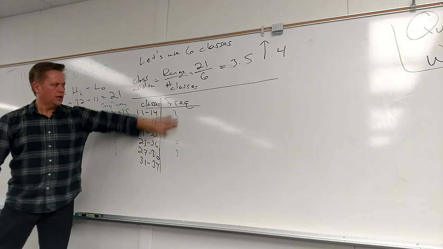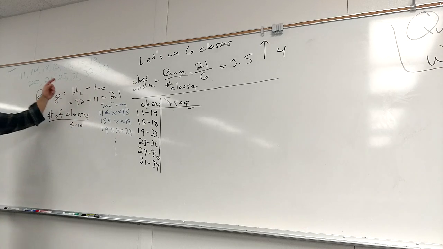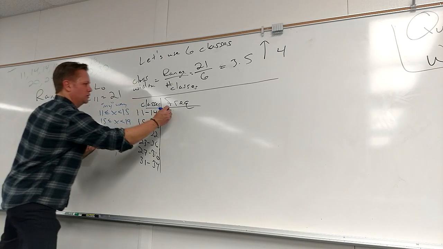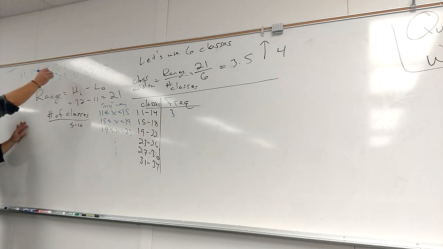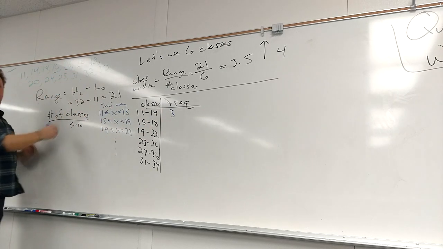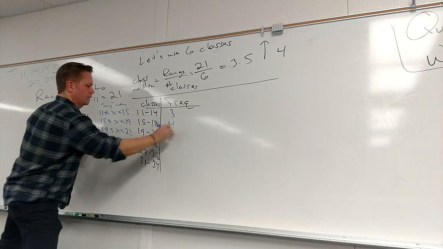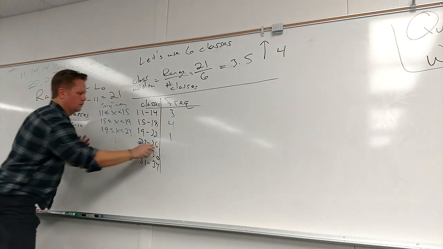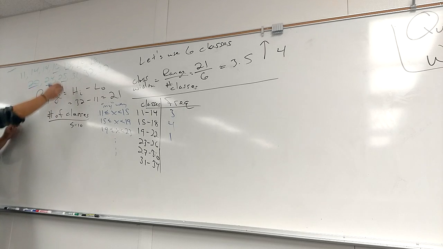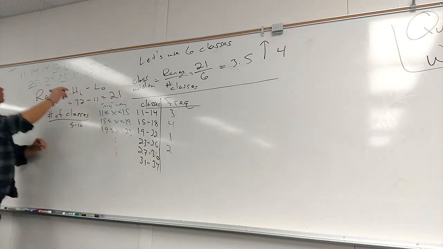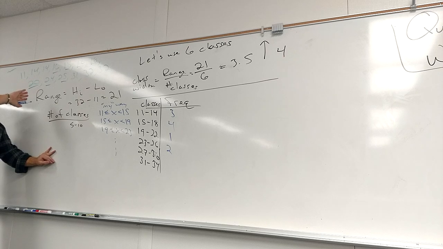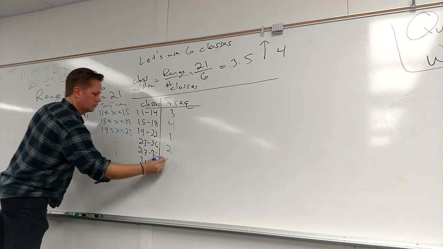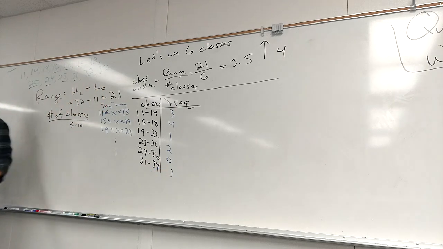How many data points are from 11 to 14? In this case, there is 3. How many data points from 15 to 18? 1, 2, 3, 4. 19 to 22? 1. 23 to 26? 2. 27 to 30? None. And then 31 to 34? 3. I like it.